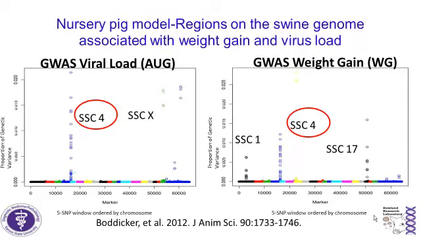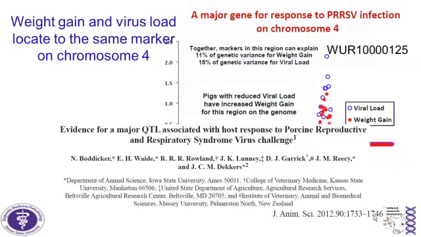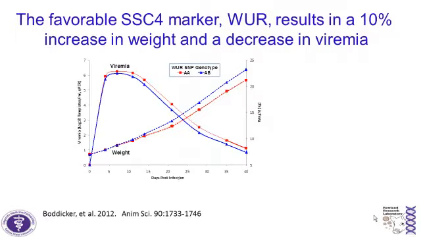So out of this we have these two phenotypes, virus load and weight gain, and guess what? They converge at the same marker on chromosome 4. And this we call the chromosome 4 marker, or in short, we call it WUR. And this is from the first work done by Nick Boddicker. This was a horrible, long paper to get accepted for publication because this is the first paper to really look at the genetics of disease resistance. You send it to a disease person, they say, I don't know anything about genetics. You send it to a genetics person, they know nothing about disease. So it took a long time for this paper to become accepted.